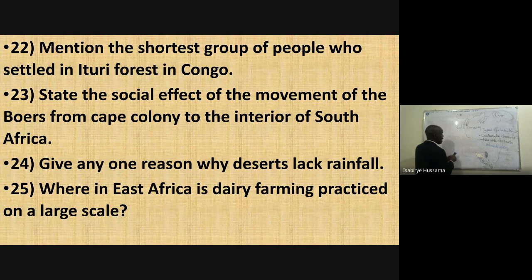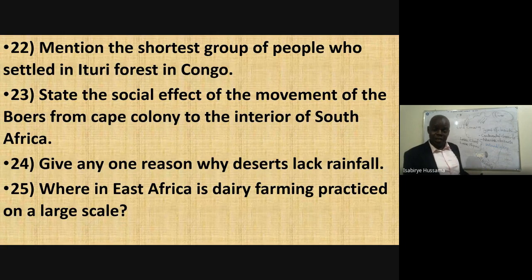We have Lake Chad and Lake Ngami. And this is primary 7. Don't say it is maybe advanced geography. Lake Chad and Lake what? Ngami. Lake Chad is found in Chad. That is North Africa, Sahara Desert. Lake Ngami is found in Botswana. That is Kalahari Desert. Now, these two lakes were formed as a result of downwarping. They are downwarped lakes.